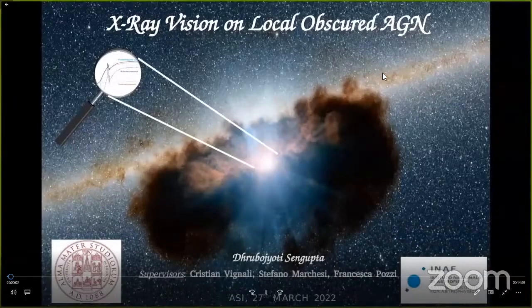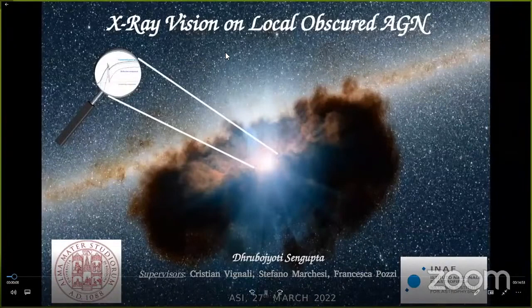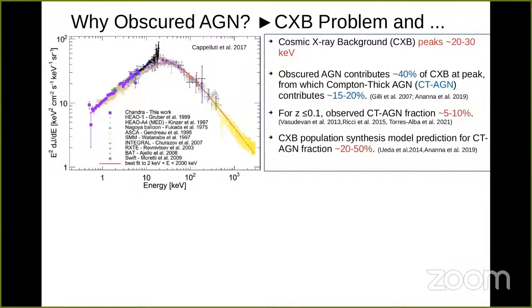Hello everyone. Today I will talk on X-ray analysis of low redshift obscured active galaxies. The question is why we need to study obscured AGN from X-ray perspective. The answer is to understand cosmic X-ray background radiation.